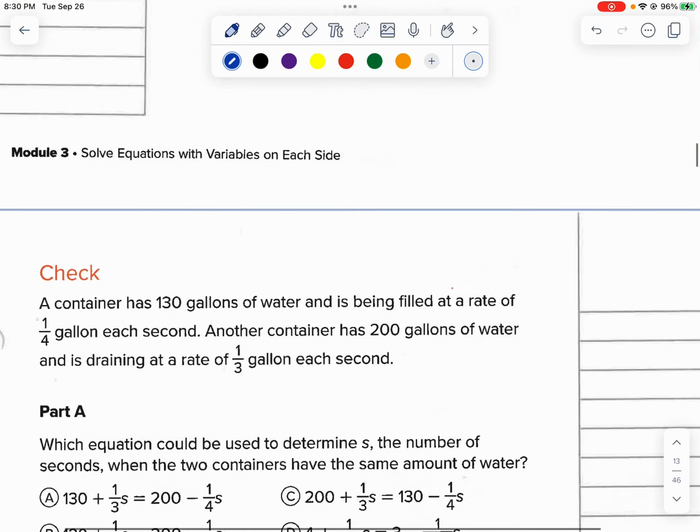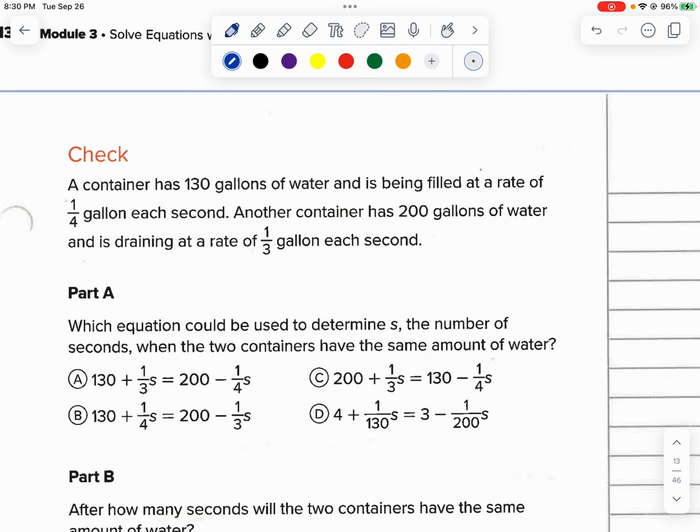Okay, so we're going to go down to this one. A container has 130 gallons of water and is being filled at a rate of a fourth of a gallon each second. Another container has 200 gallons of water and is draining at a rate of 1/3 gallon each second. So I'm going to reread this and highlight. One of the containers is at 130 gallons of water, with a rate of 1/4 gallon per second. Then we have another container at 200 gallons of water that is draining at a rate of 1/3 gallon each second.